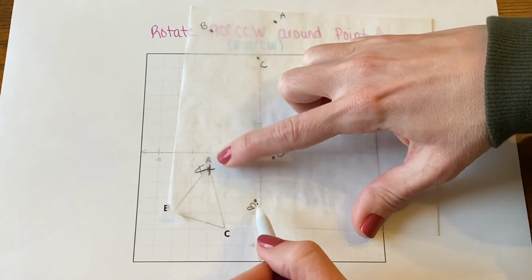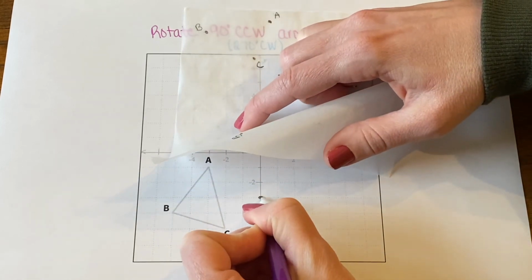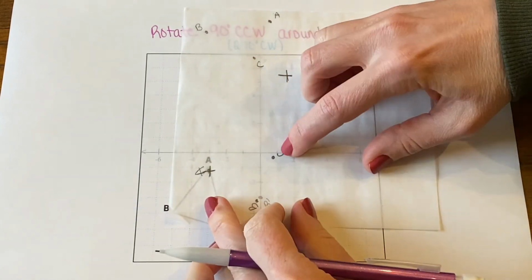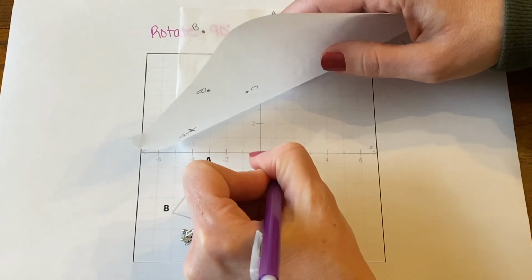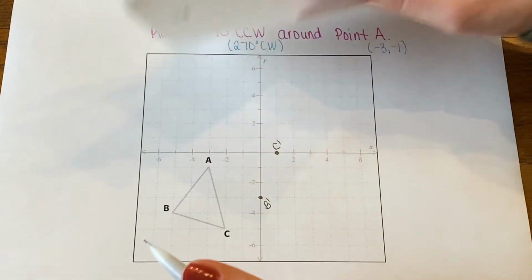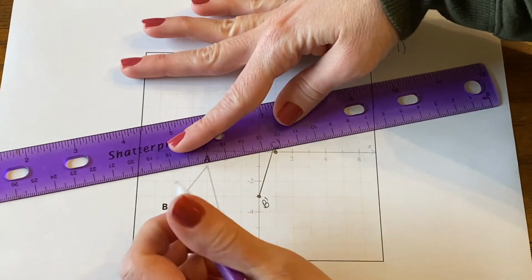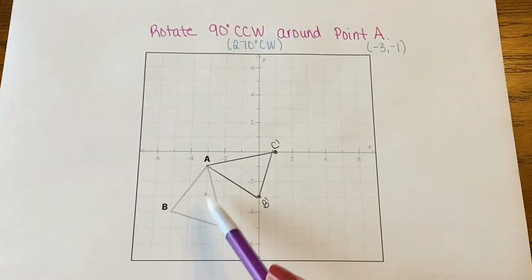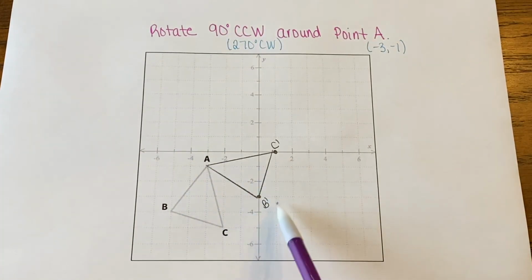And now I'm going to trace point B. I'm just going to go here. And then point C. And I'm going to take out my ruler. There you have it, triangle ABC rotated 90 degrees around point A.